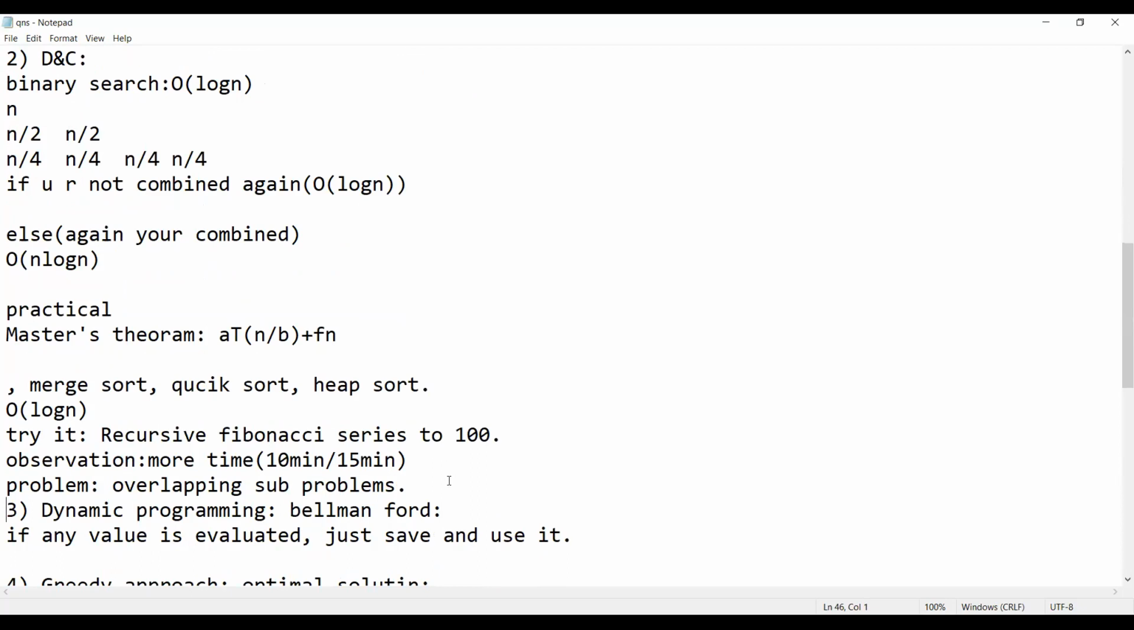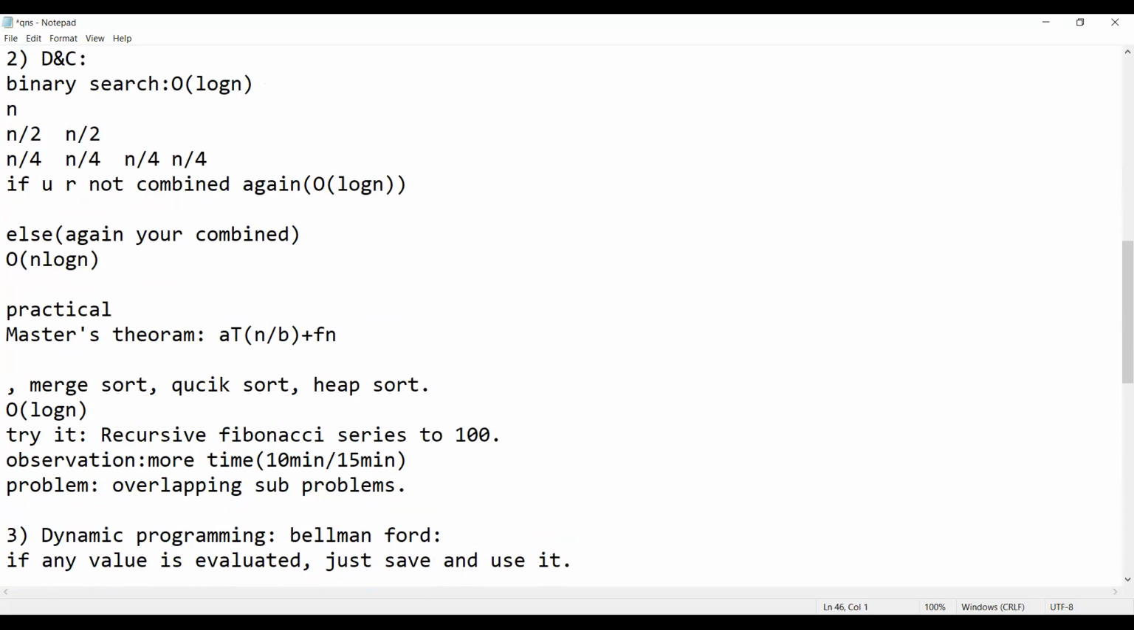Next, the drawback of this divide and conquer strategy is overlapping subproblems. If there is any problem with overlapping subproblems, right? In order to address this, the scientist Bellman introduced the beautiful concept called dynamic programming. Once you evaluate something, you need to save it in arrays or memory locations. Whenever it is needed, you use it rather than recomputing it, right? In this way, it solves the problem of overlapping subproblems. So this is dynamic programming.